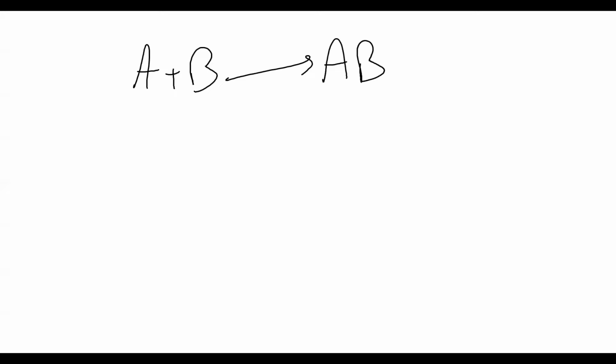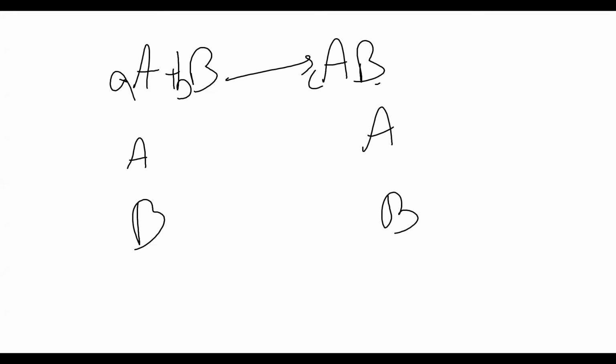Let's say you have A plus B equals AB. So you put here A, B, C. And then you put A, B, here A, B. And here you put A, here you put B. Why? Because here the A has an A, here the B has a B. Here the A has a C and the B has a C.